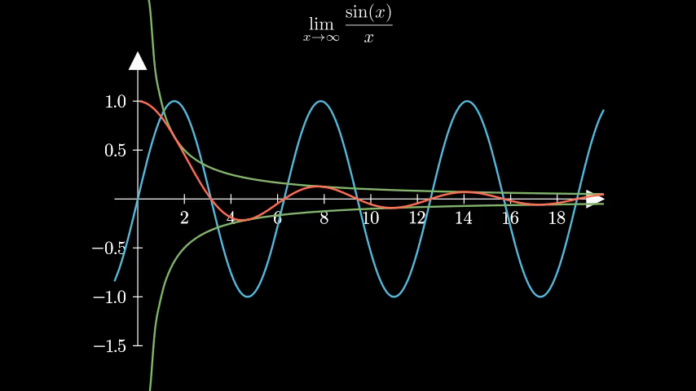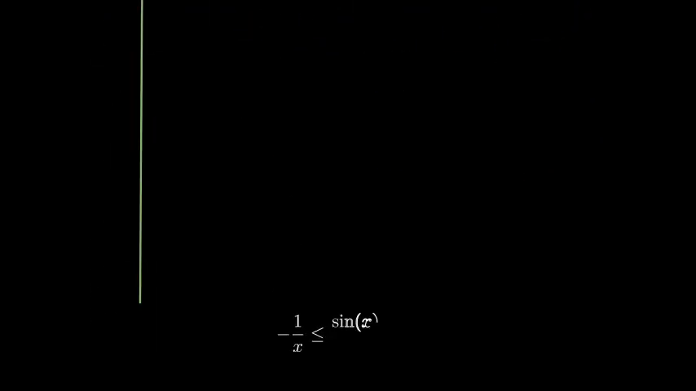Let's understand why this happens. By the Squeeze theorem, since sine x is always between -1 and 1, sine x over x must be between -1 over x and +1 over x. As x approaches infinity, both 1 over x and -1 over x approach 0. Therefore, by the Squeeze theorem, sine x over x must also approach 0.